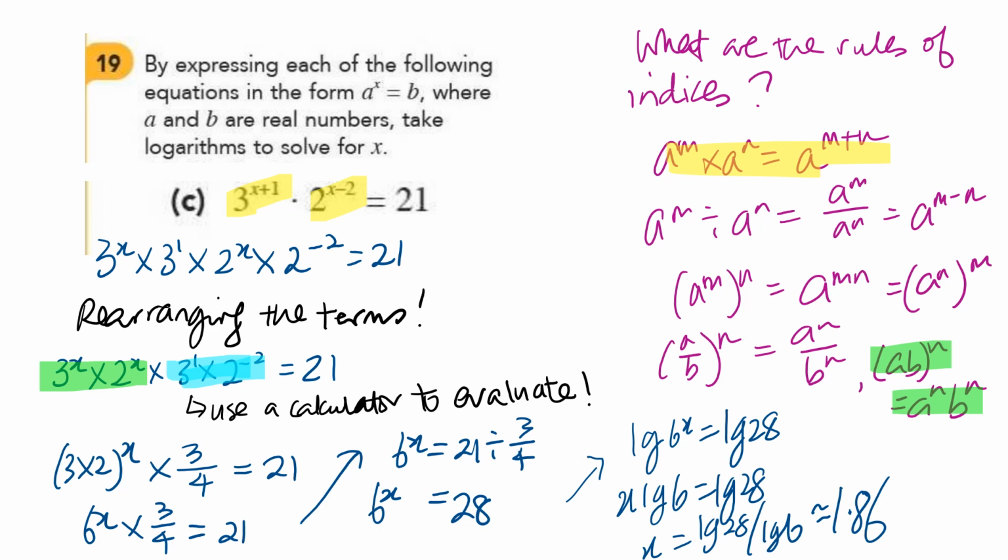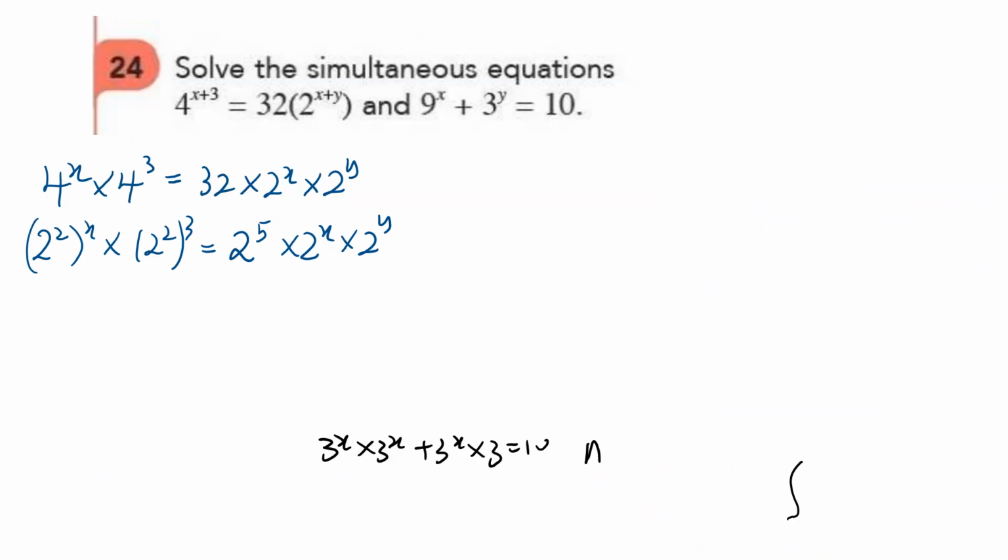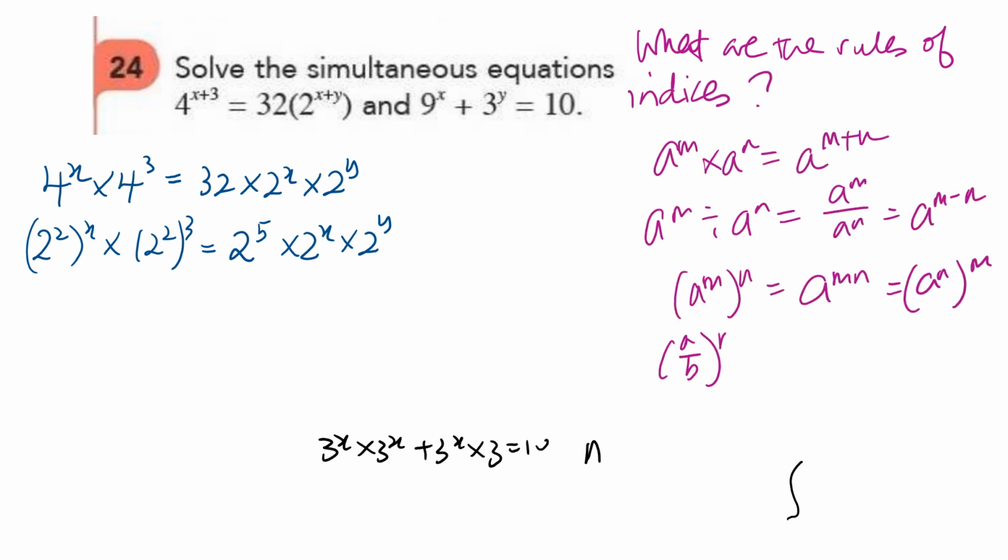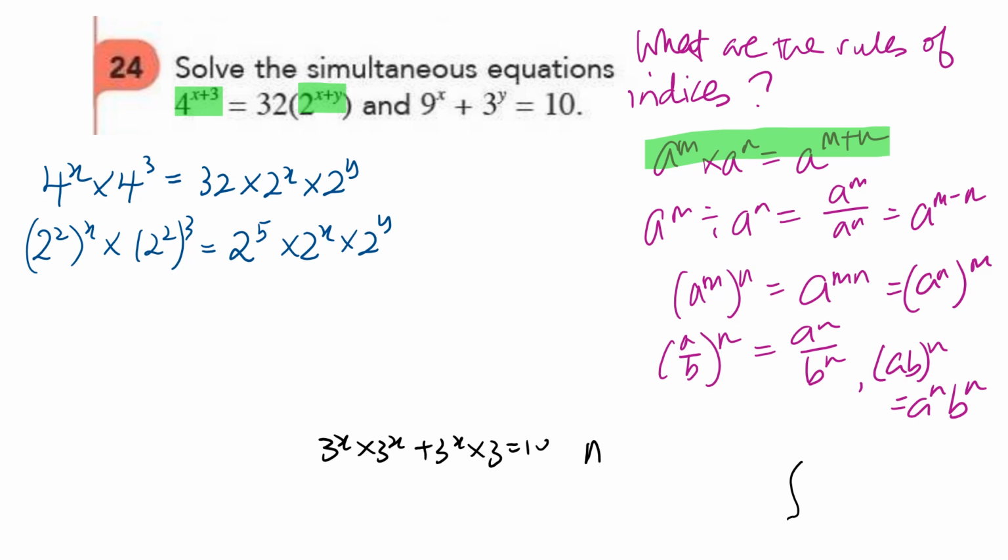Okay, so I must admit that 24 is really much harder than the other questions. Why? Because you are given two variables x and y, so you're expected to form two equations and solve them simultaneously. So first thing first, let's list down all the rules of the indices. Okay, and then let's see which one we can use. Yes, the one highlighted in green, you just use that.